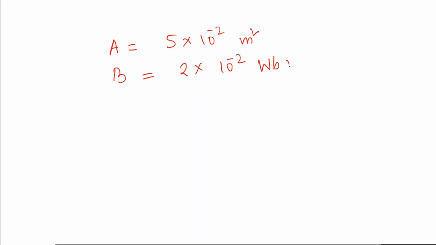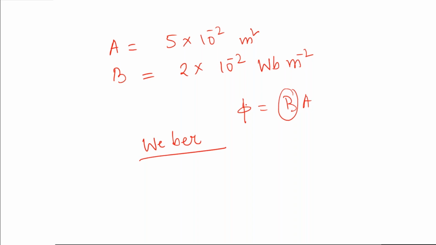See, I can express this phi. Actually, phi means magnetic flux is equal to B into A. B into A means, magnetic flux density. However, this is okay. The unit of magnetic flux, I think we have not studied yet. We'll study that magnetic flux in the next chapter.